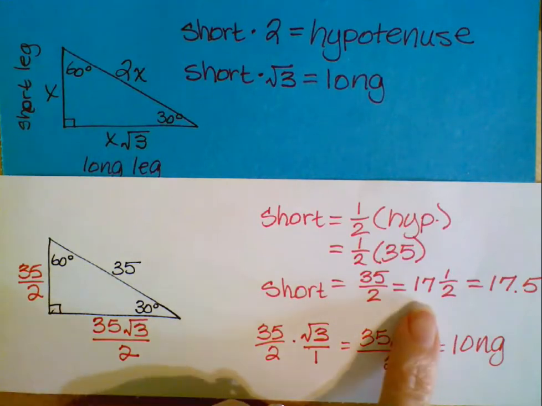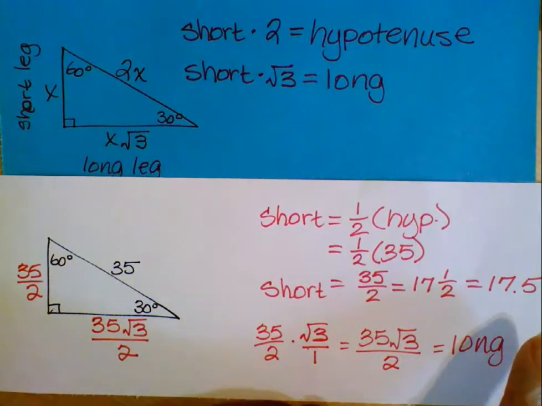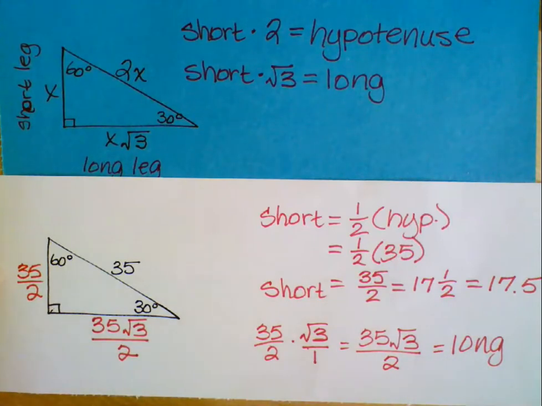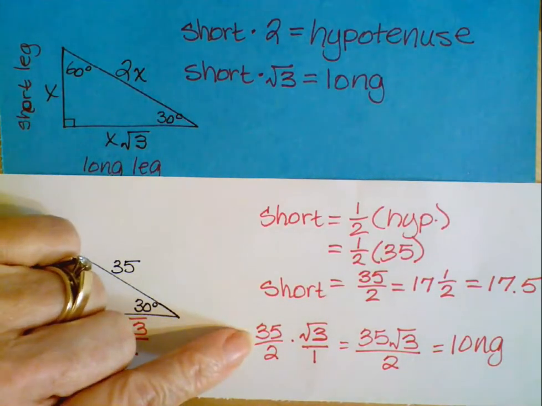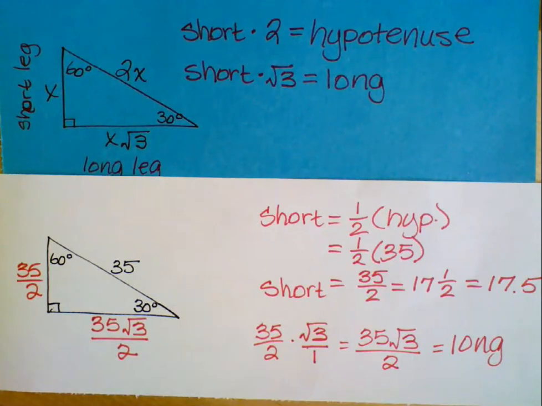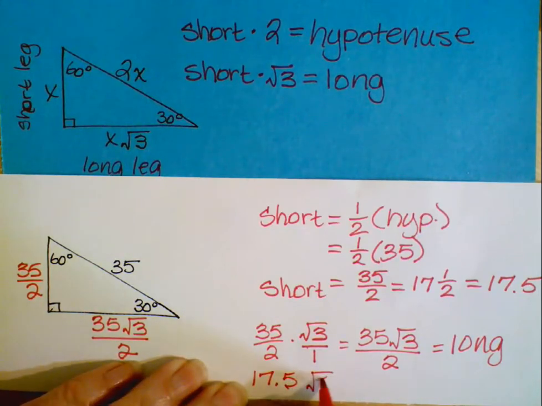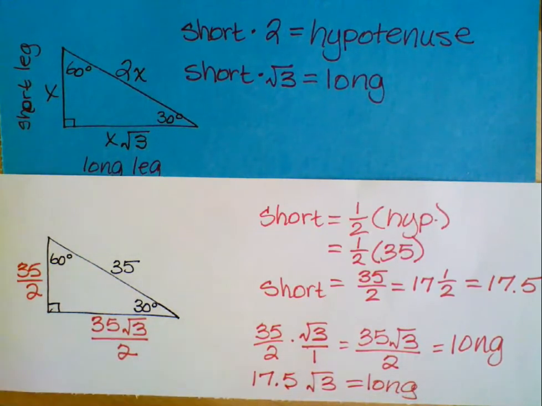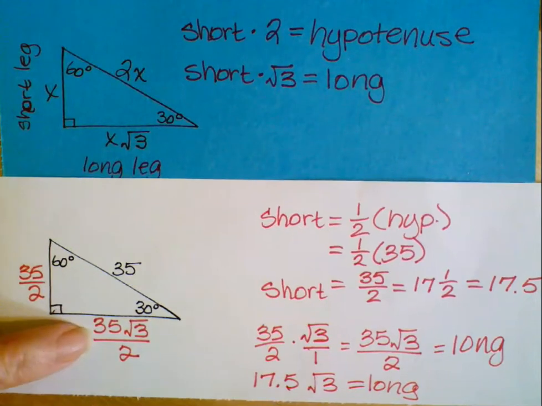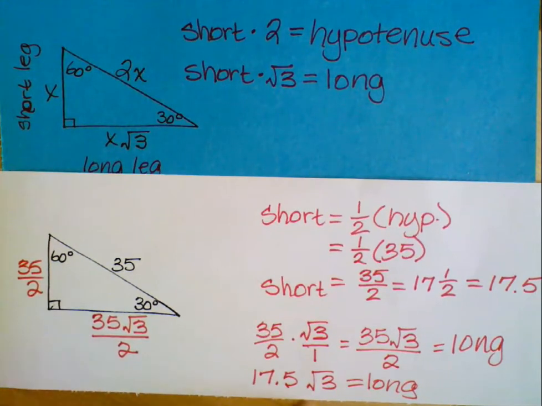Now, if I had used 17.5 in place of this 35 over 2, then I'm going to write it as 17.5 and multiply it by the square root of 3, and I could leave it in this form and say that's the length of the longer leg. It is more common in things that I've seen to see it in the fraction form, but this is equivalent to it, so it's not necessarily wrong, it's just a different form.